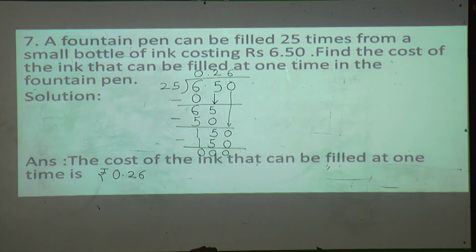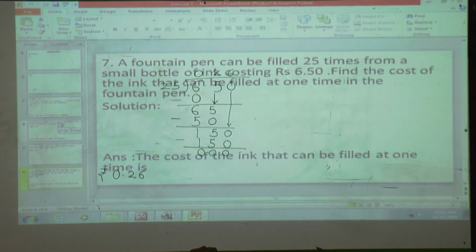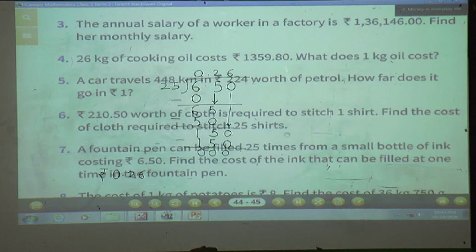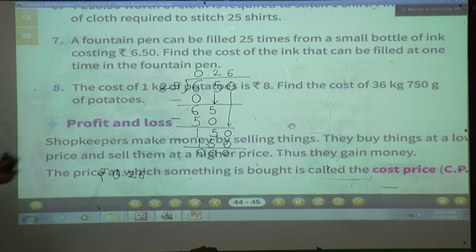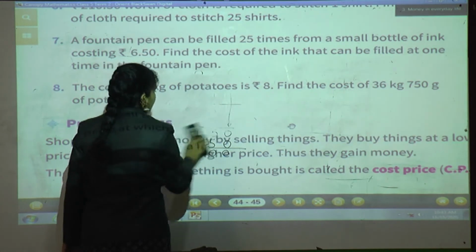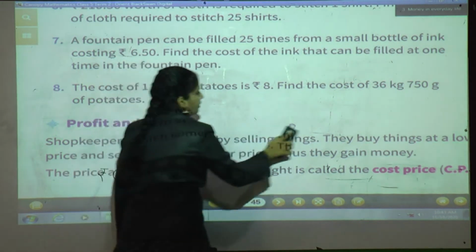Okay. Now, students, we have finished our exercise 3.1. So we'll see now profit and loss. Now here, open page number 45. Profit and loss. Students, we have solved the examples of money. Now we'll see what is meant by profit and loss.